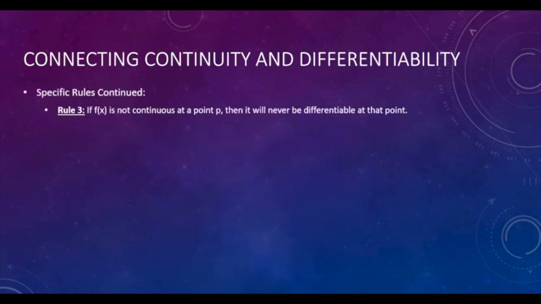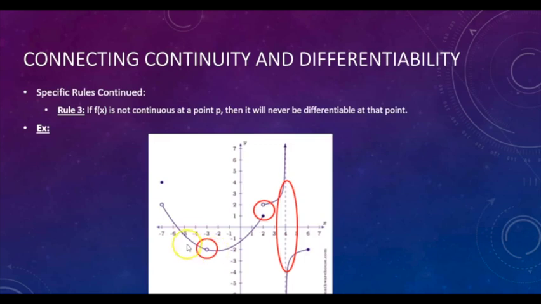Now the third rule: if f of x is not continuous at a point P, then it will never be differentiable at that point. This makes sense because if you look at this graph, there's a hole discontinuity here. There's no point there, therefore you cannot take the derivative or find the slope at that point. Here, there's a jump discontinuity. If you were to take the derivative, you could get a slope here, and a slope here, but the slopes would not be the same, so you cannot take the derivative at this point. Here, there's an infinite discontinuity, so there's really no point to even take the derivative at, so it's not differentiable there either. So when a function is not continuous, it is also not differentiable.